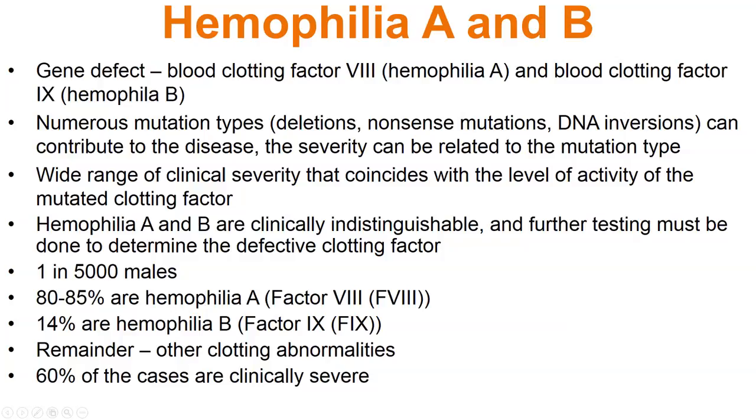Okay, so about 80 to 85% of the cases happen to be hemophilia A, which is the factor VIII, and about 14% are hemophilia B. You don't have to try to memorize those percentages. That's just an FYI. You should know factor VIII and factor IX being hemophilia A and B. That's something I think you would be expected to know on the board exam. And once again, there are some other clotting abnormalities that will present the same. And about 60% of the time, the cases are clinically severe.